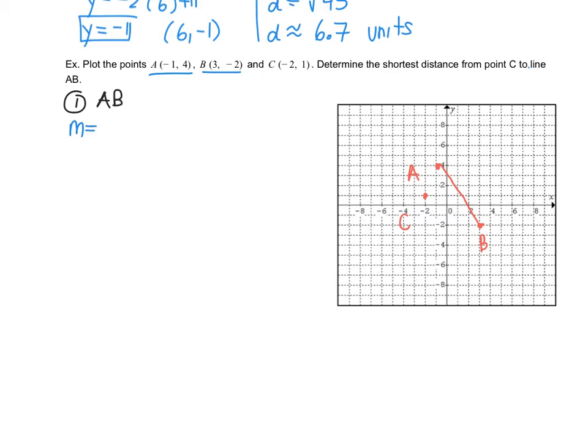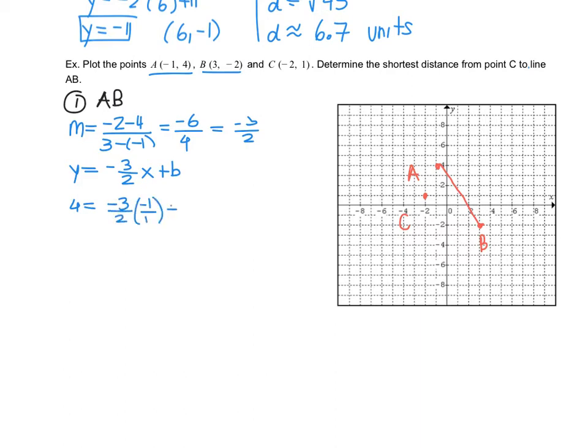So I'm going to do y2 minus y1, which means negative 2 minus 4 over x2 minus x1, 3 minus negative 1. If I clean that up, I end up with negative 6 over 4, which reduces to negative 3 over 2. Okay, so I have the slope. Now I can plug either point in to find the actual equation of this line. So I'm going to put my slope in, negative 3 over 2x plus b. And I'm just going to pick that first point. The y coordinate is 4. The x coordinate is negative 1, which I'll write as negative 1 over 1.